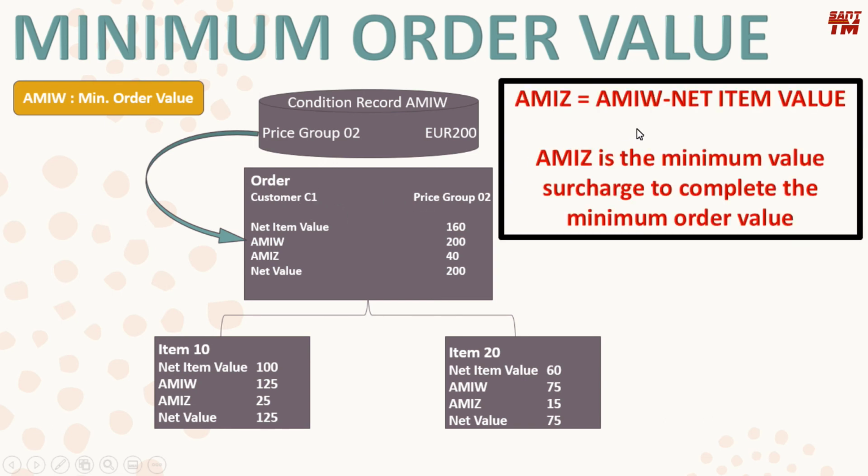So AMIZ is AMIW minus net item value, minimum value surcharge to complete the minimum order value. This surcharge is only being added so that the minimum order value is completed. Okay, now from this slide we have to infer that AMIW and AMIZ always work in parallel together.